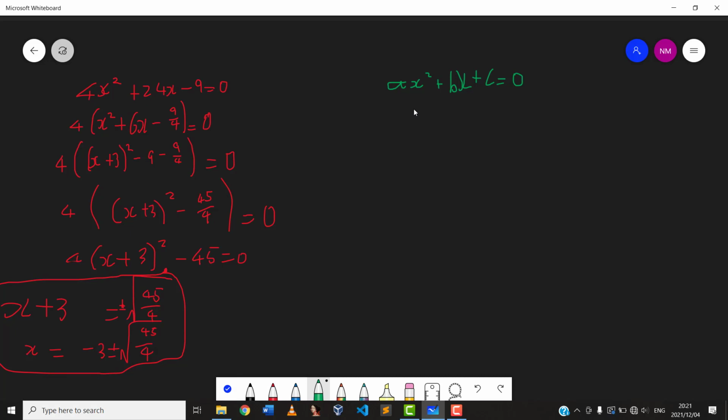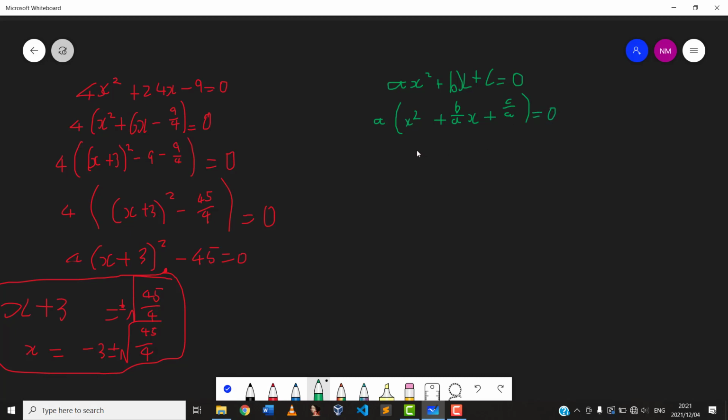You might have thought it's a really long process, but it's actually pretty simple. You just complete the square on this general form. So the first step would be to factor out the coefficient of the x squared. So a times x squared plus b over a x plus c over a equals 0.